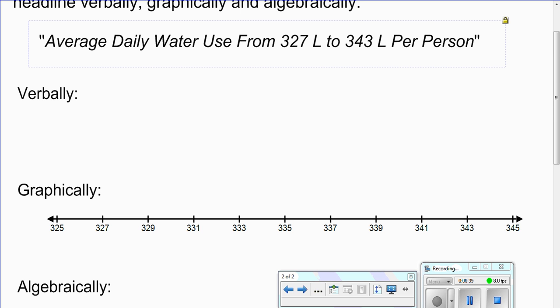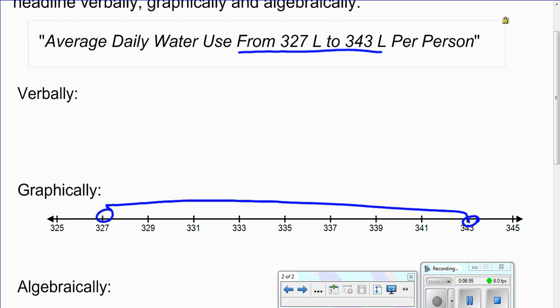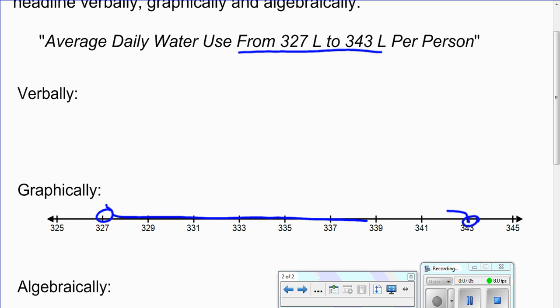So I'm going to start at 327 liters. That's my one, because it says from this to this. So I'm going to start from 327 to 343. So that means water use is somewhere between these values. If you're using something that's colored, so a pencil crayon or something on your notes, you can do your line right on the number line. But if you're working in pencil, I like you to draw it up and over, because sometimes I can't see your pencil lines on top of the number line. Okay, so the water use is between those two endpoints.